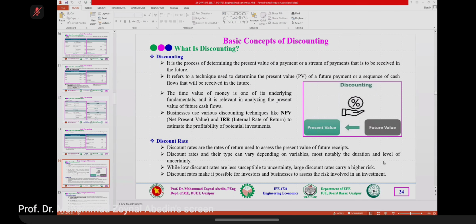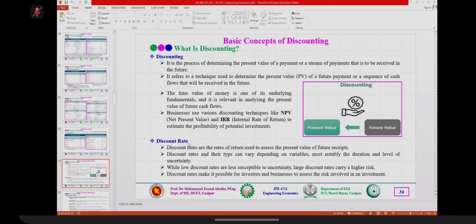So businesses use various discounting techniques like net present value, NPV, and IRR, the internal rate of return, to estimate the profitability of potential investments. So discounting, in one word, if we say, discounting is the value of a present payment, but it will be received in future.